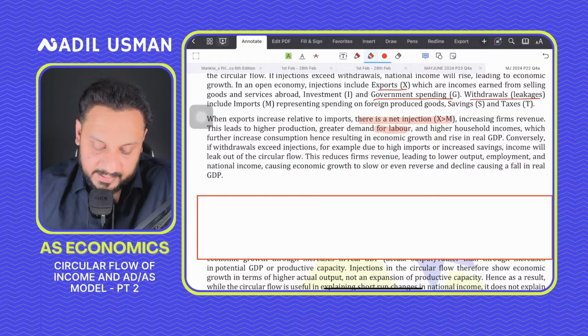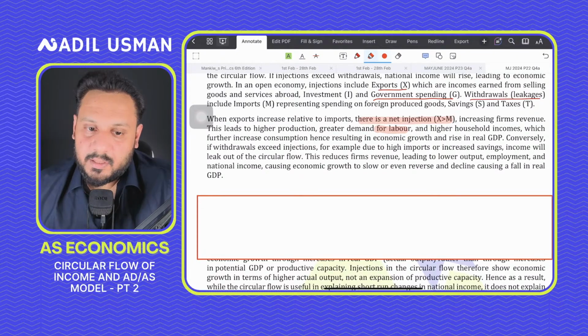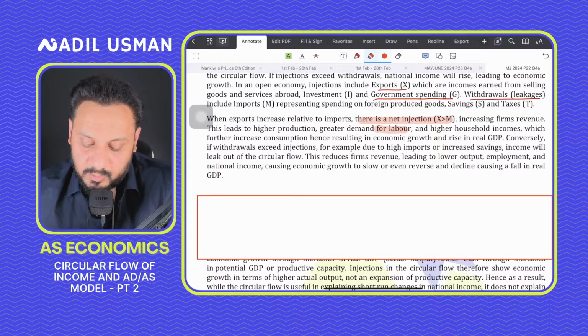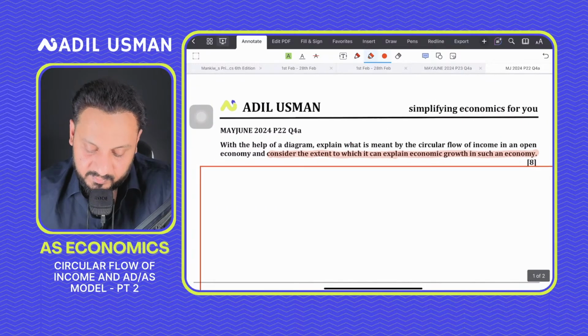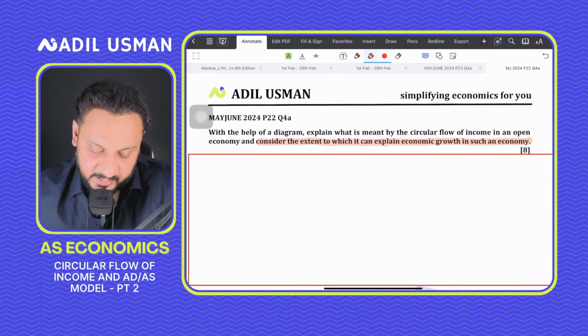But on the other hand, if withdrawals exceed injections, for example, maybe withdrawals are exceeding injections due to higher imports, or maybe withdrawals are increasing. Now see, in the question they are saying, with the help of a diagram, explain what they are saying. Consider the extent to which the circular flow in an open economy explains economic growth.